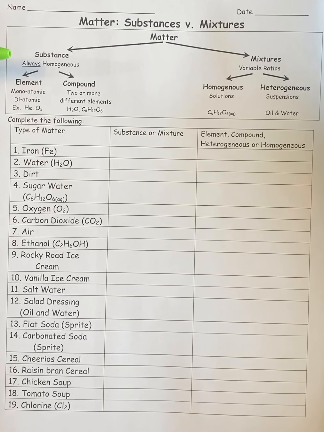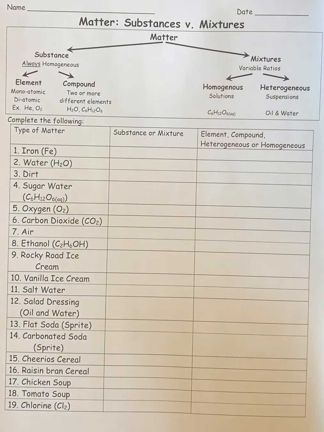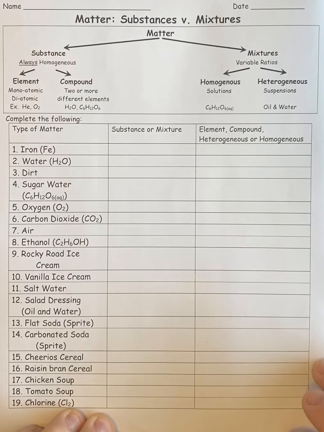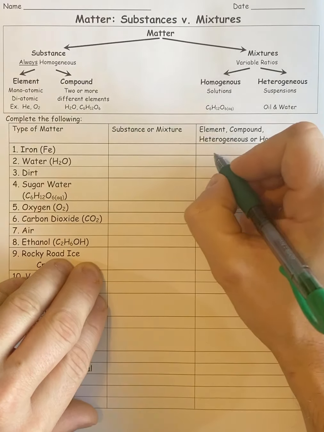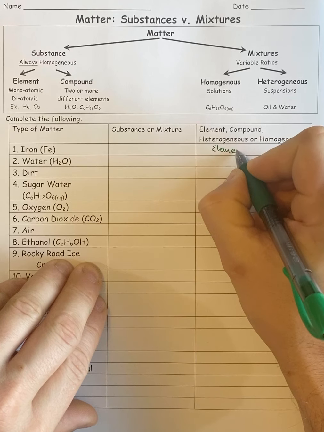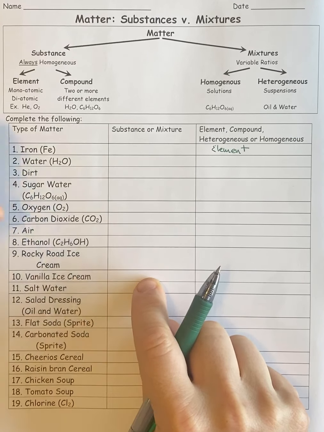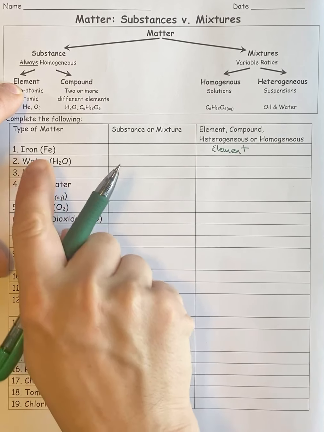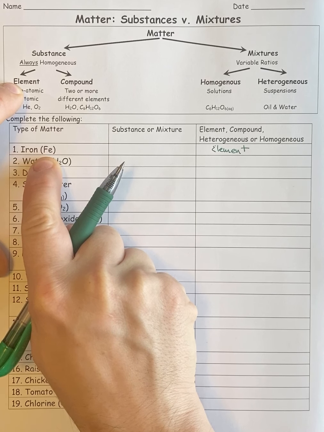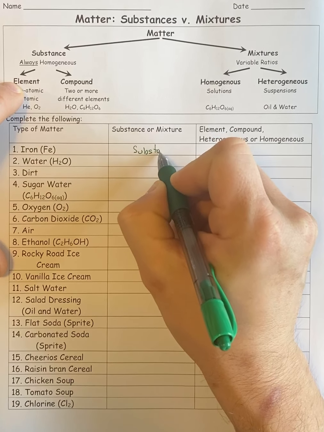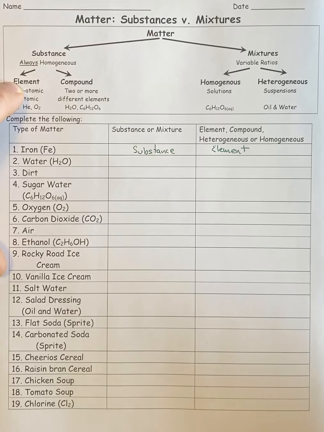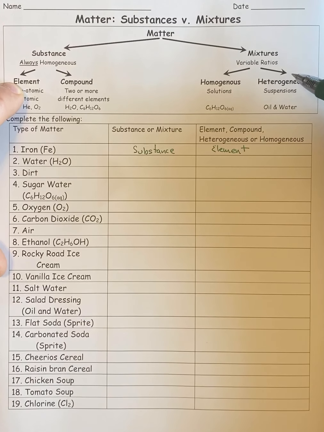Okay, so let's go over some examples. And this is a key reason why you need to know your elements on your periodic table, because it's going to make this topic much easier. So let's talk about the first four. So iron. If you know your periodic table, you know that it is an element. And since iron's an element and there's nothing else other than iron there, then that also means it's going to be a substance. If it was iron and something, then it would be a mixture.